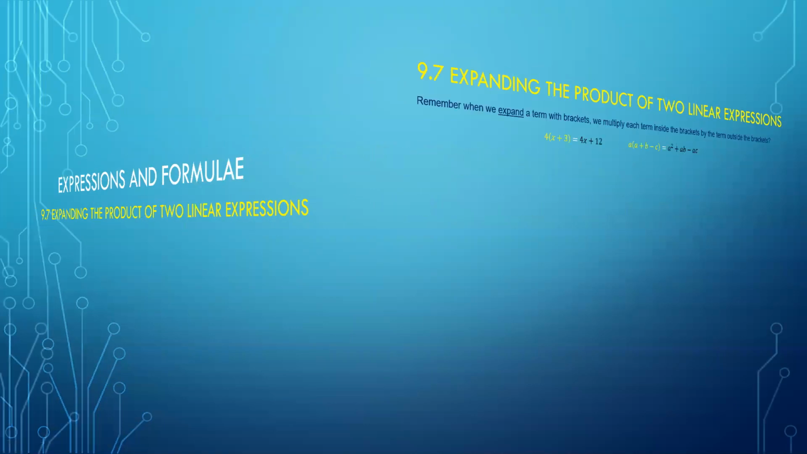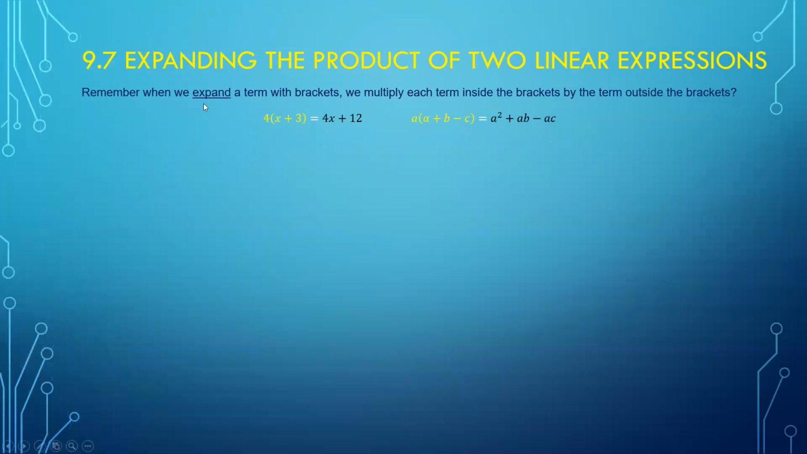Before that, remember that when we expand a term with a bracket, like 4 multiplied by a bracket, we normally multiply the first term with the terms inside the bracket. Just like 4 times x, you get 4x, 4 times 3, you get 12, and so on. And if you have a question that has more terms, you don't have to worry, you just have to expand one by one. A times a, you get a squared, a times b, you get ab, a times c, you get ac. And this plus minus sign is because from here, a plus and minus.